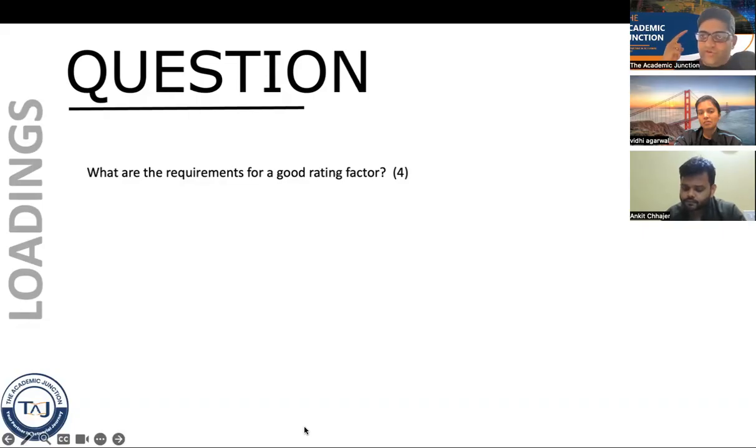I'll give you guys 2 minutes, or better yet, let's not go 2 minutes. Let's go person to person, like a round robin. There are 8 points, right? Let's start with Ankur. Ankur, what do you think? Name one requirement for a rating factor to be deemed a good rating factor.